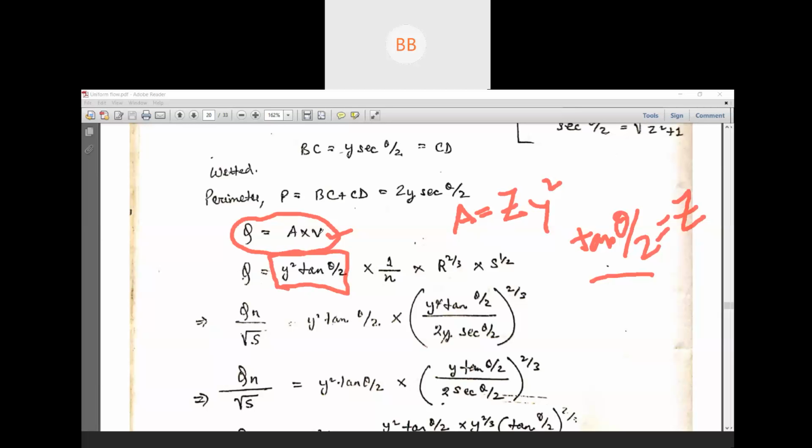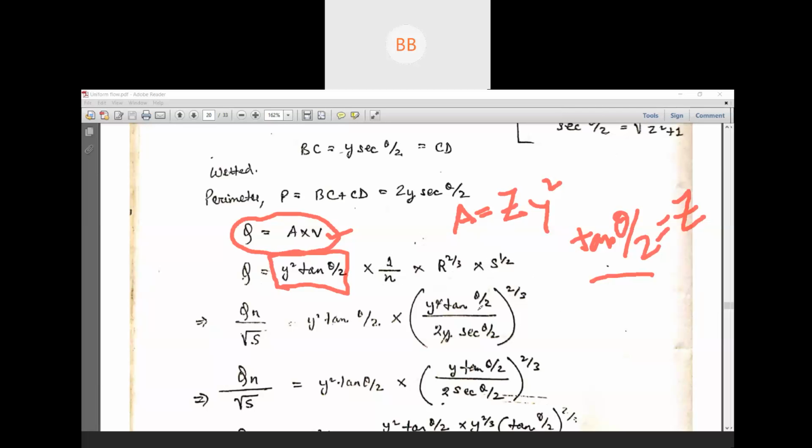Then velocity. See, for velocity, we have two options. One is Chezy's equation and one is Manning's equation. But in that expression that we are going to derive, we have small n, that is our roughness coefficient, Manning's roughness coefficient. So that is why for velocity, we are going to use Manning's equation. So we all know that Manning's equation is 1 by n multiplied by R to the power 2 by 3 multiplied by S to the power half.